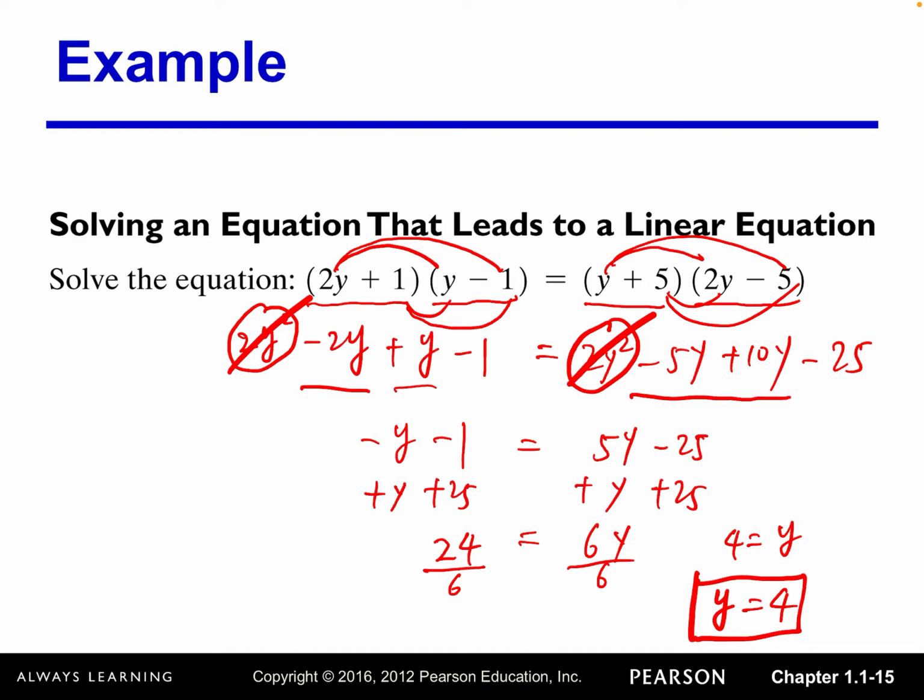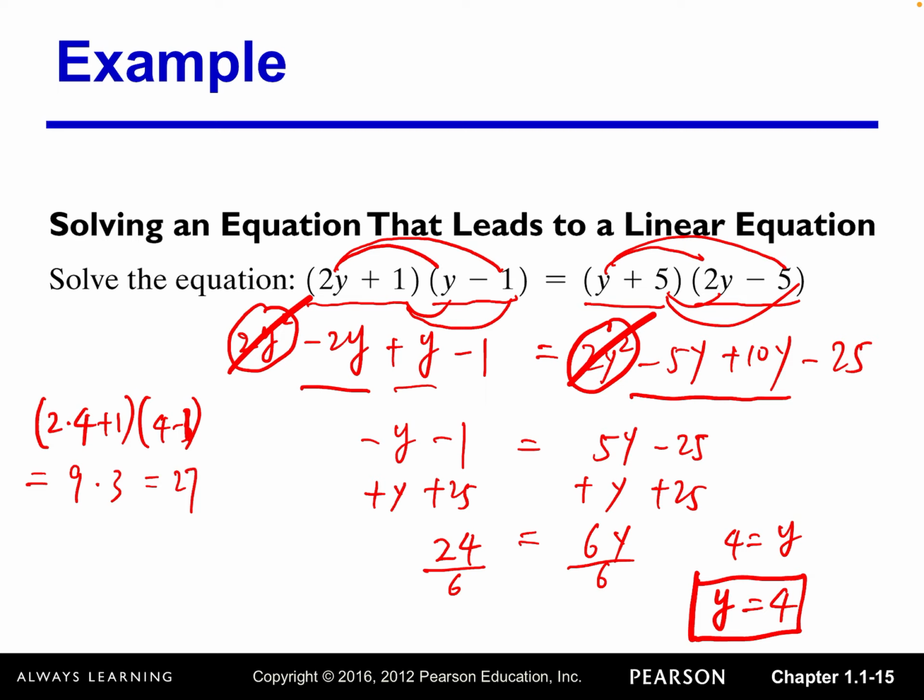And then verify, right? Plug in y equals 4. So 2 times 4 plus 1 times 4 minus 1, that's the left-hand side, right? So that's 8 plus 1, that's 9. And then 4 minus 1, that's 3. 9 times 3. Left-hand side, we got 27.